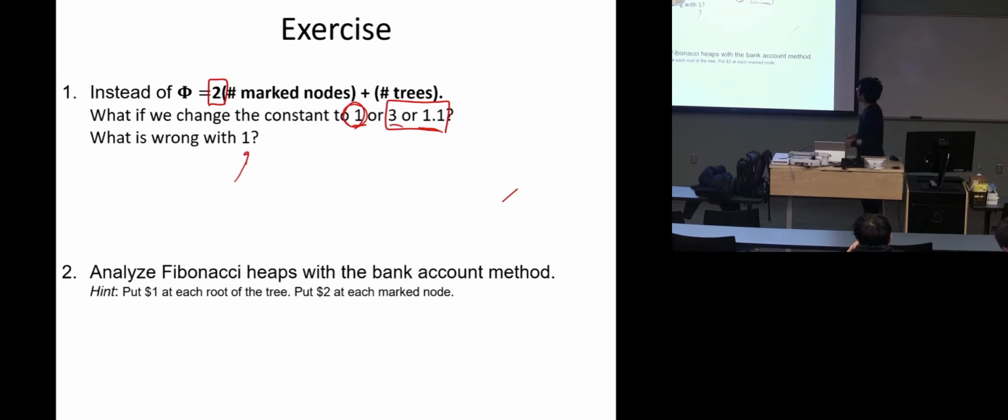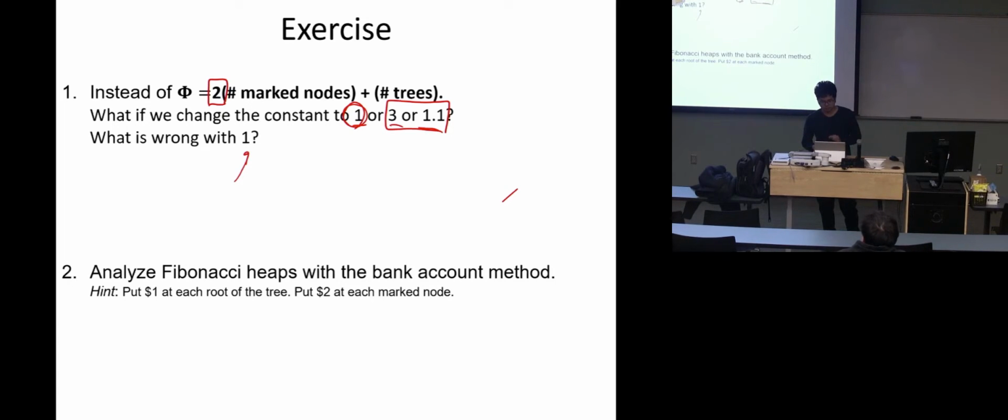Also, I show how to use potential function to get amortized update time. You might try to use the bank account method to show small amortized update time. The hint is that if you try to put $1 for each root of the trees and $2 for each marked node, that will work. Okay.